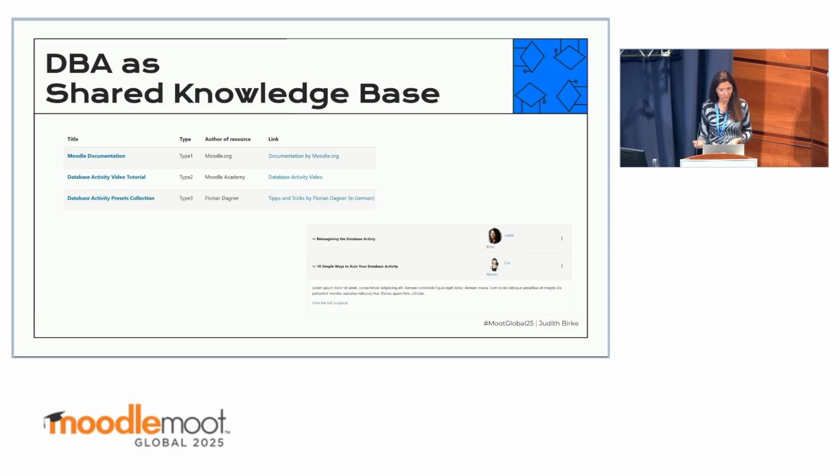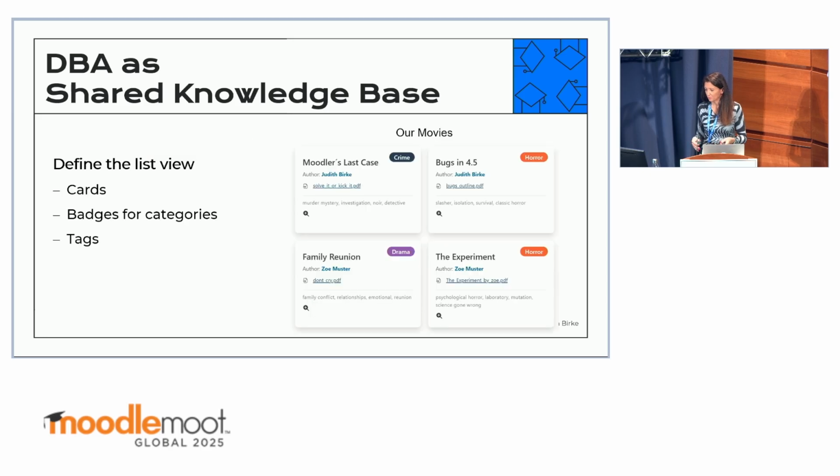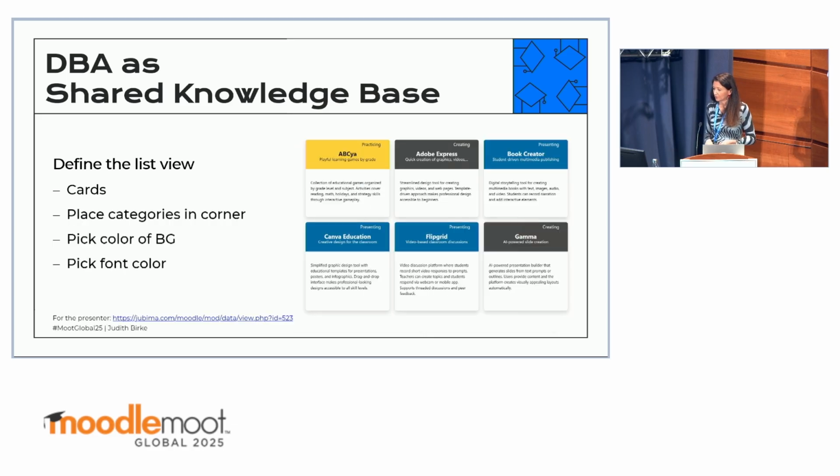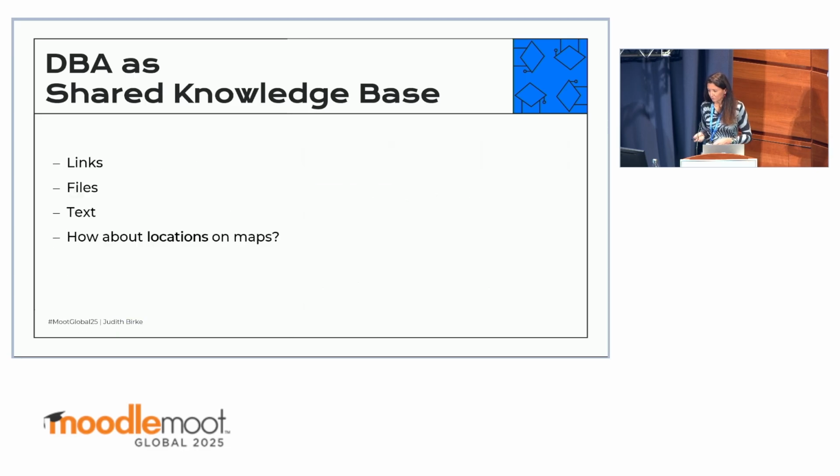Let's go on. You could use it, as I said before, for shared knowledge bases with the presets that exist, but you could of course also style these presets, have cards with colorful badges, categories, tags, keywords at the bottom. You could also define the background color and help or provide more orientation to your learners. Pick the color of the card and the color of the font, of course, so it still is accessible to your learners. And we've seen now you can arrange links, text, files.